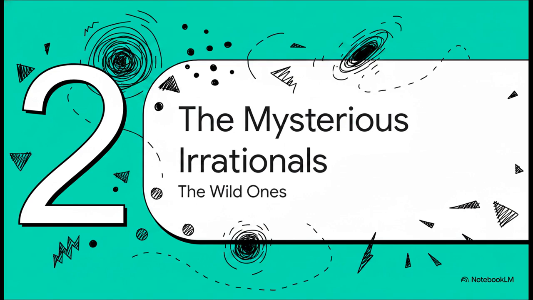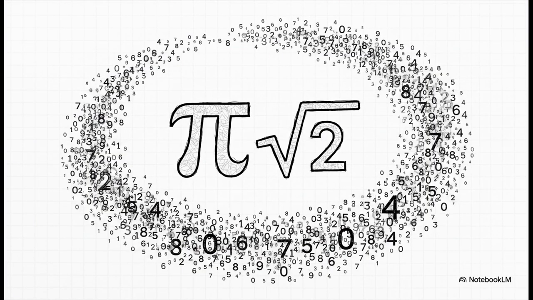Okay, we've met the orderly, rational family. Now, let's cross over to the wild side. It's time to meet the mysterious, the unpredictable, the irrational numbers. These guys are the absolute rebels of the number world. Their decimals are non-terminating and non-recurring. That means they go on forever and ever with absolutely no pattern. It's just endless chaotic digits.